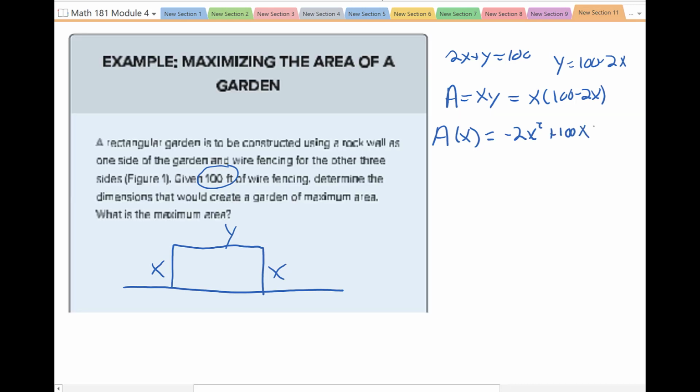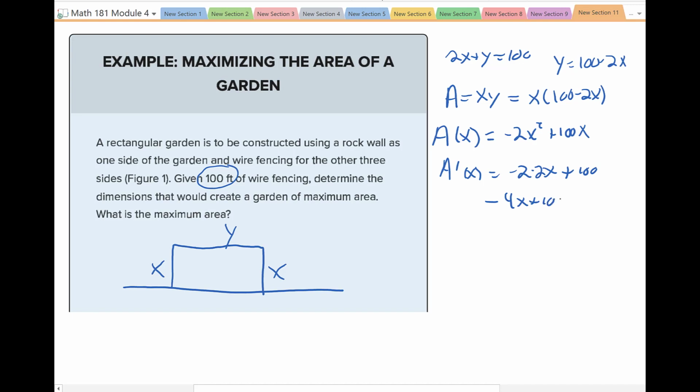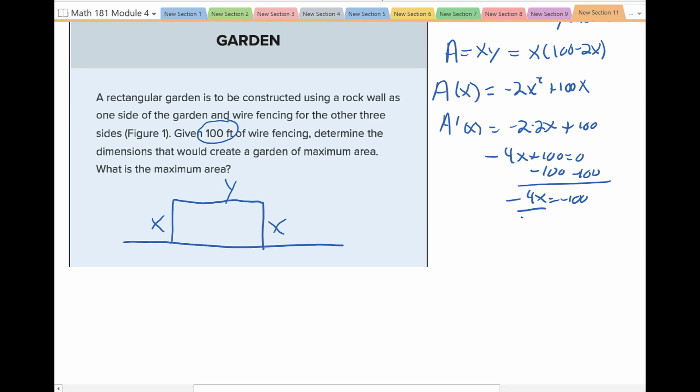Now, in your pre-calculus days, you would have done the negative b over 2a thing to find the vertex, and that's what we're after, but we're going to practice using some calculus skills for this. So we'll take the first derivative. We end up with negative 2 times 2x plus 100, so negative 4x plus 100, and we set it equal to 0, because we're trying to find the critical values. If we subtract 100 from both sides, we have negative 4x equals negative 100, and divided by negative 4, x equals 25.